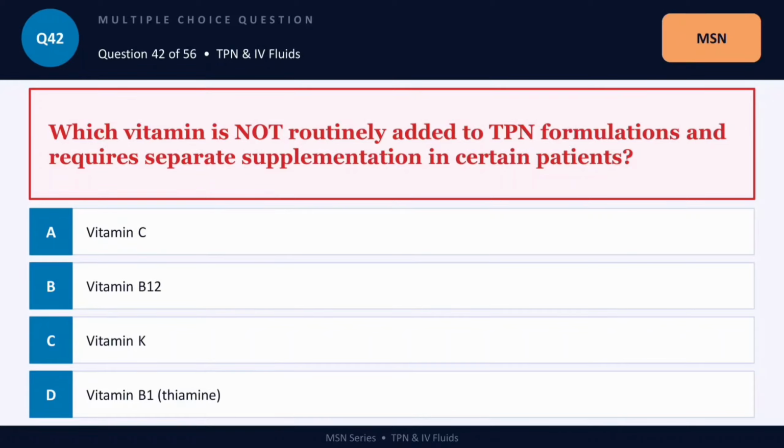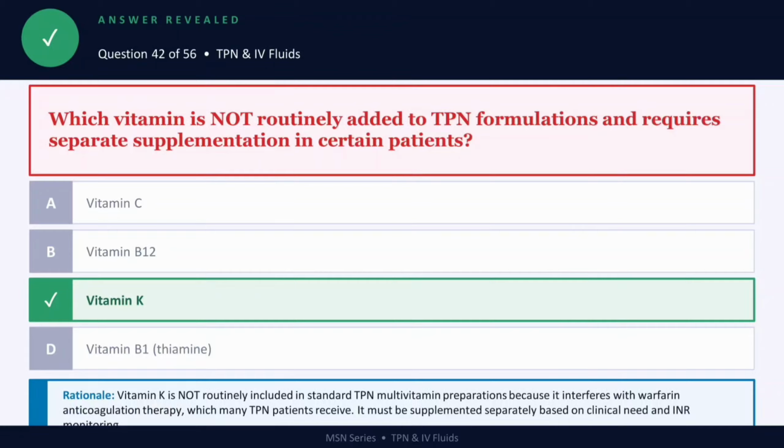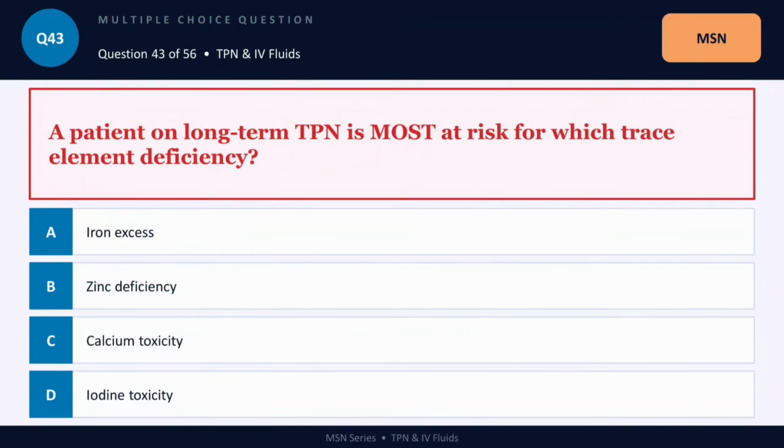The correct answer is option C, vitamin K. Rationale: Vitamin K is not routinely included in standard TPN multivitamin preparations because it interferes with warfarin anticoagulant therapy, which many TPN patients may receive. It must be supplemented separately based on clinical need and INR monitoring.